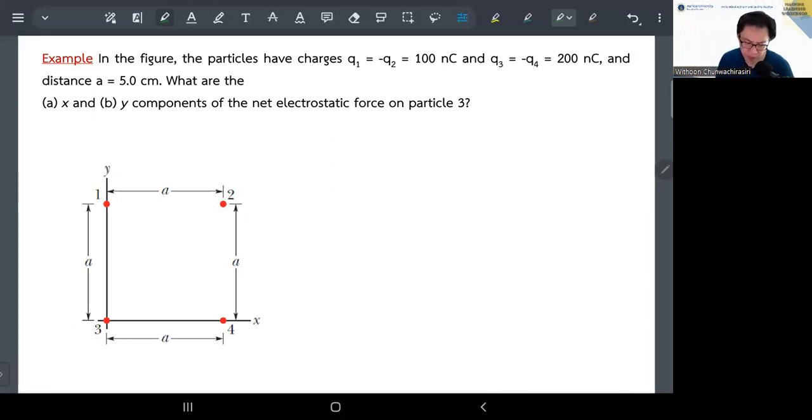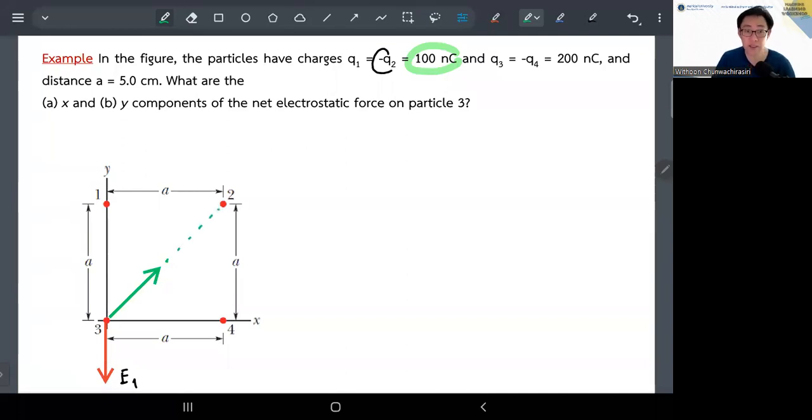Okay, so go ahead. E1, the Q1 is 100 nanocoulomb, so it's a positive charge. So the electric field will point away from it. There you go. All right, let me name this E1. Now Q2. Q2 is negative from the look of that one, so the field will point towards it. With me? All right, I can sort of draw it. There you go. Because Q2 is negative, the electric field will point towards it.